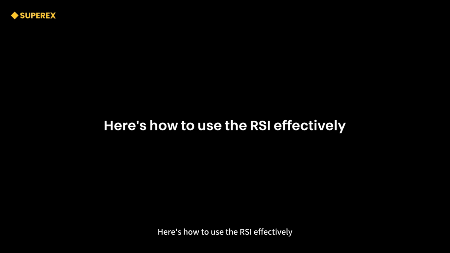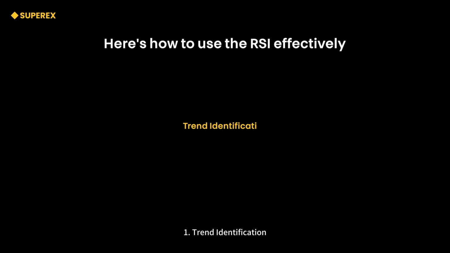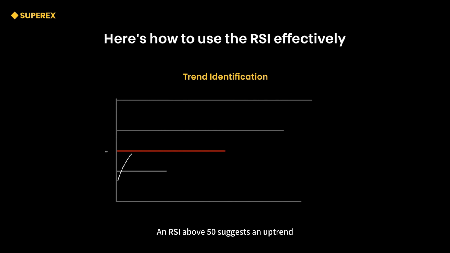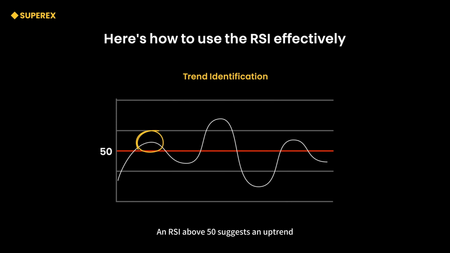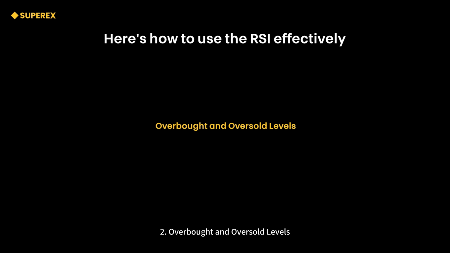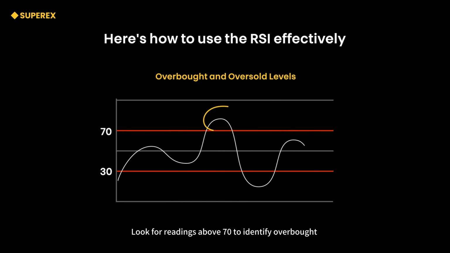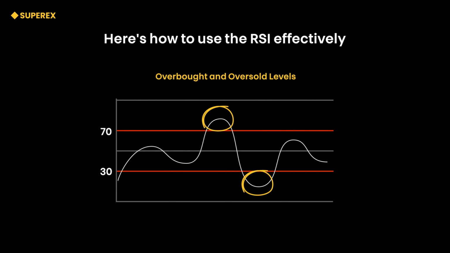Here's how to use the RSI effectively. 1. Trend identification. An RSI above 50 suggests an uptrend, while below 50 indicates a downtrend. 2. Overbought and oversold levels. Look for readings above 70 to identify overbought conditions or below 30 for oversold conditions, signaling potential reversal points.